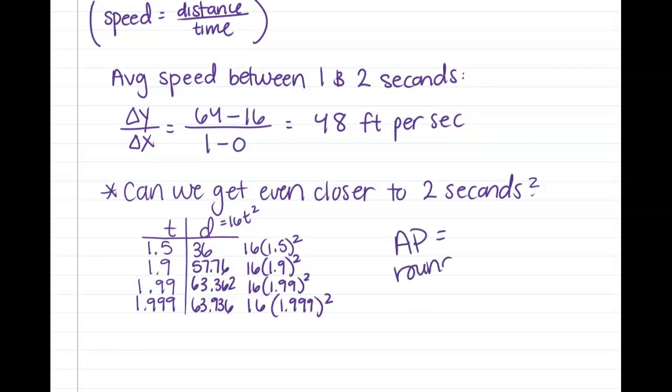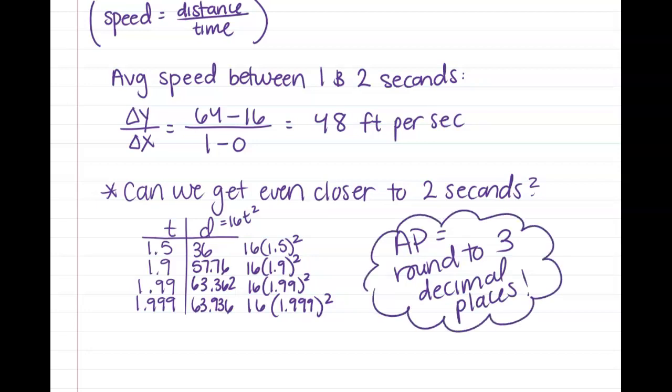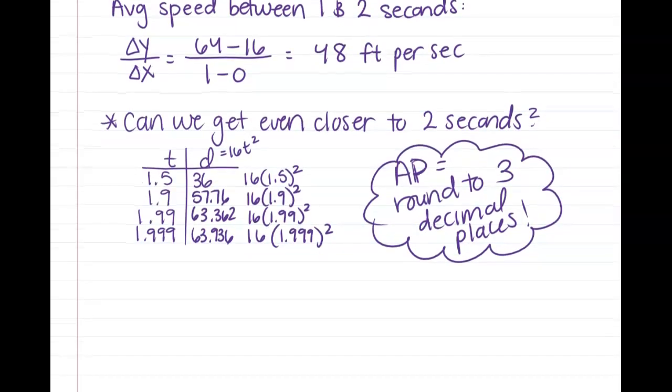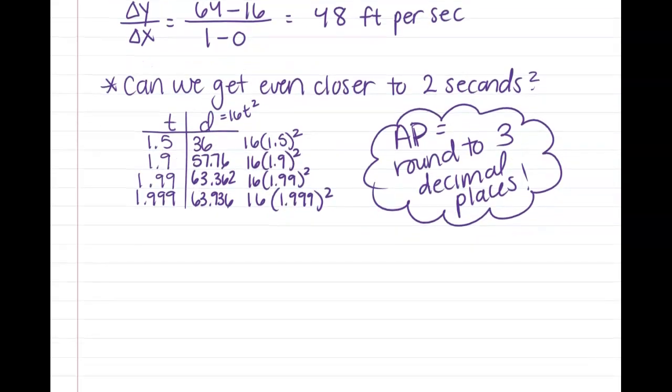round to 3 decimal places. My instinct tends to be to round to 2, but AP, 3, always 3, or more, but I usually just stick with 3. So now the average from 1.5 to 2 seconds.